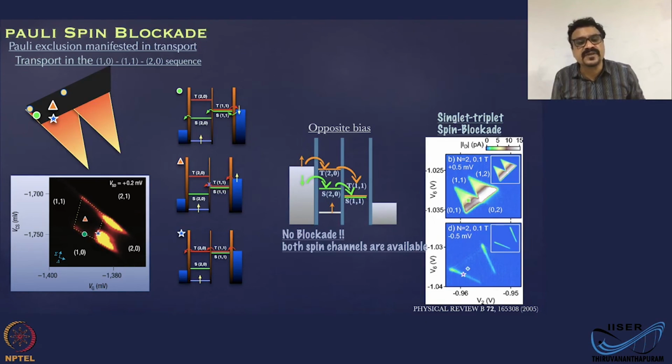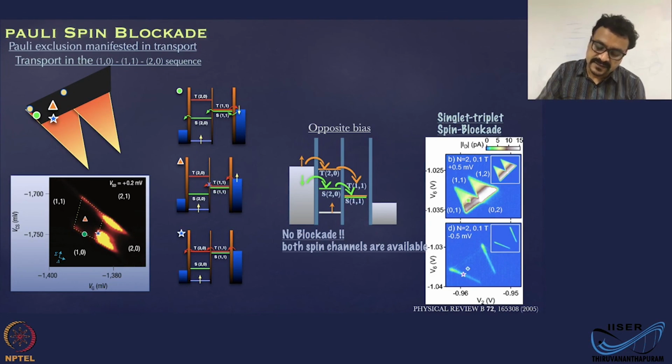Now, of course, this region corresponds to a different gate voltage configuration, where the T11 and S11 states are in resonance with the T20 state, where the current is going to flow. And in the opposite bias case, both these channels are available, and you get no blockade. You have no blockade, and you get current through the system all the time.